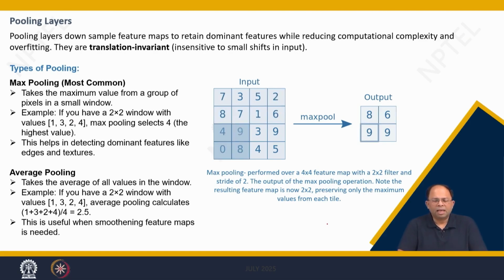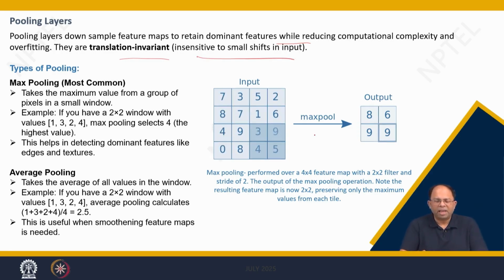Now, then comes pooling. Pooling layers downsample feature maps to retain dominant features while reducing the computational complexity and overfitting. And these are translation invariant, meaning they are not sensitive to small shifts in the input. Now, there are two types of pooling.